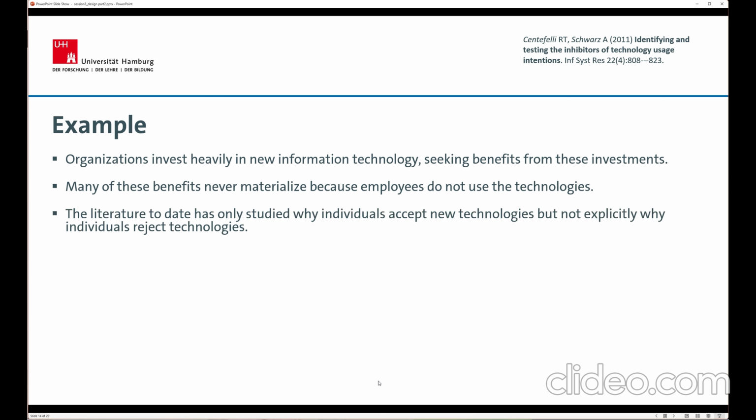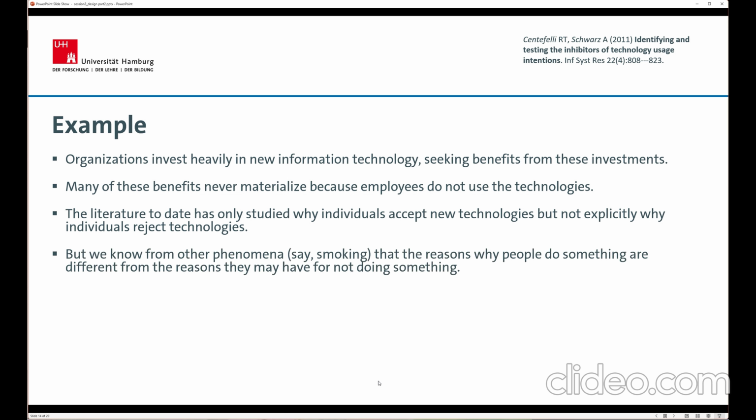This is a particular phenomenon. People sometimes do not use technologies, and it's an important phenomenon because these technologies cost a lot of money. Now, there's also a problem with the literature. The deficiency is that the literature to date has studied why people would choose to accept technologies, but not exclusively why would they choose to reject a technology.